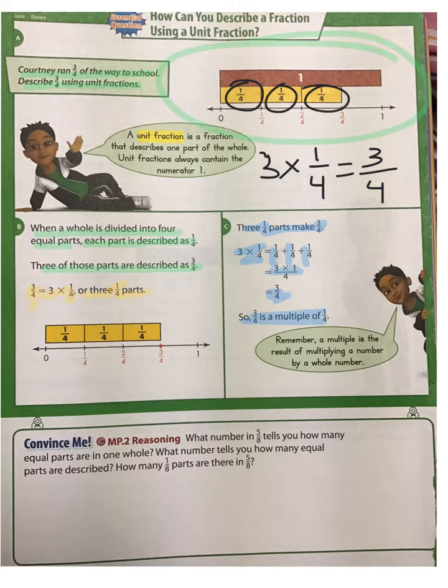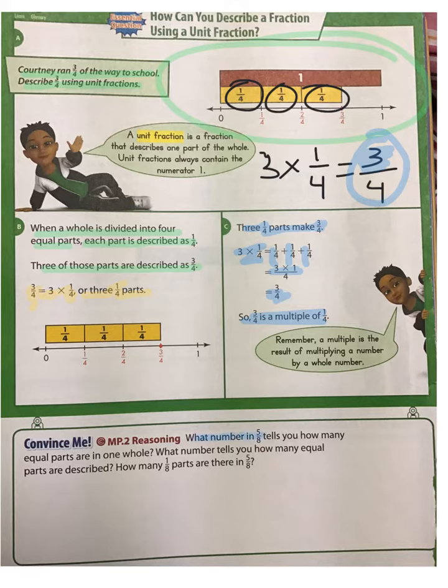This may sound confusing because there's a lot of steps to it, but all you have to do is take whatever fraction it is. So for example, if it's 3/4, then it would be 3 of them, and you would just multiply or add 1/4 3 times. We will practice some more. Let's look at the convince me.